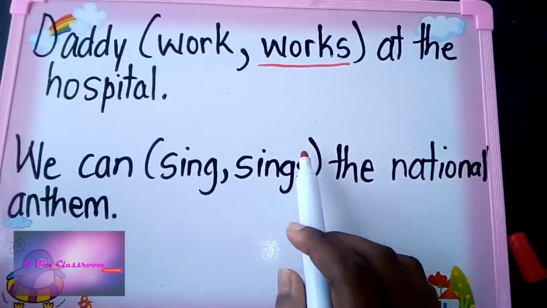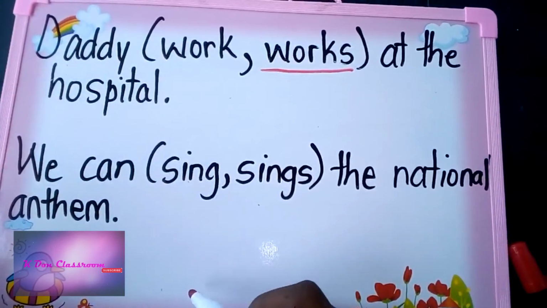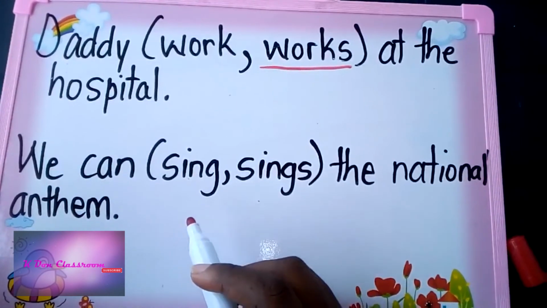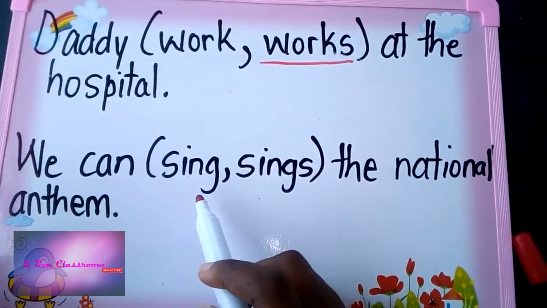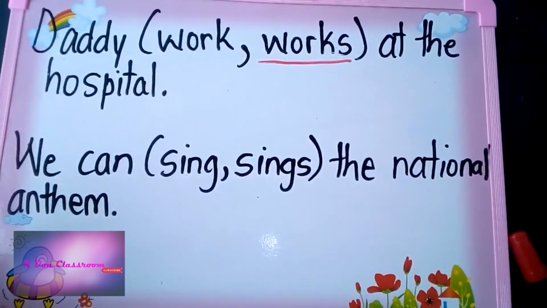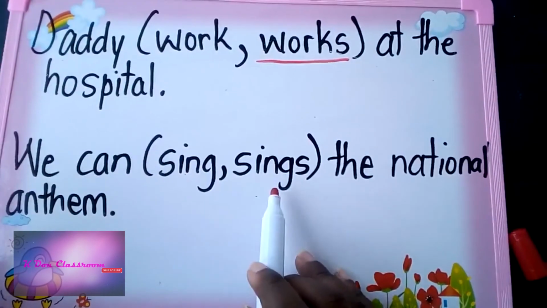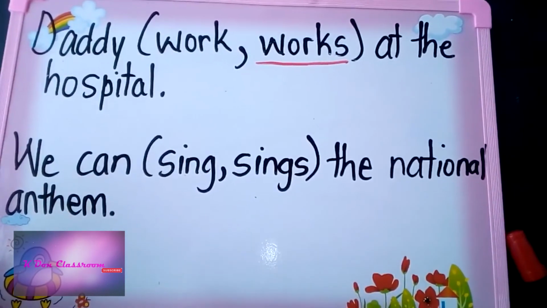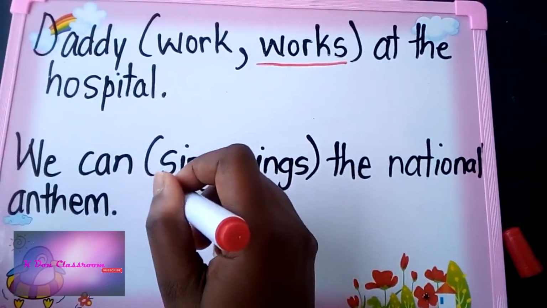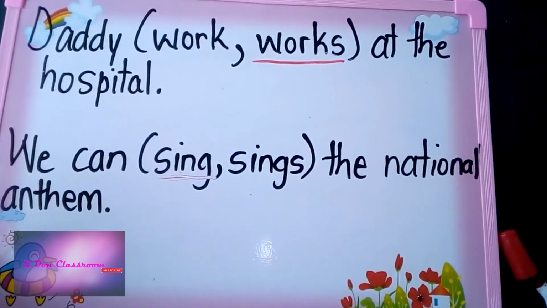Now, which one of these verbs, sing or sings, is plural? Now, the other part of the rule reminds us that the plural verb does not have the letter S with it. Now, which one is without the S? Sing. The correct sentence is, we can sing the national anthem.